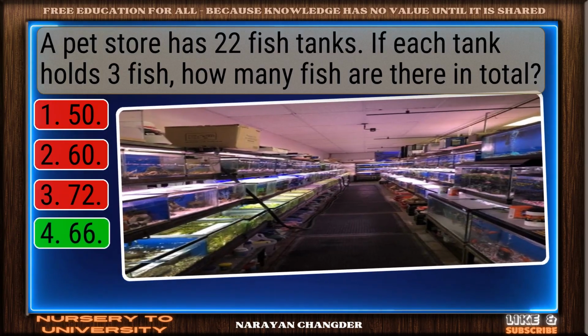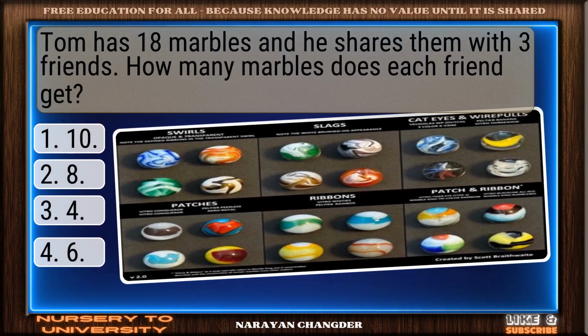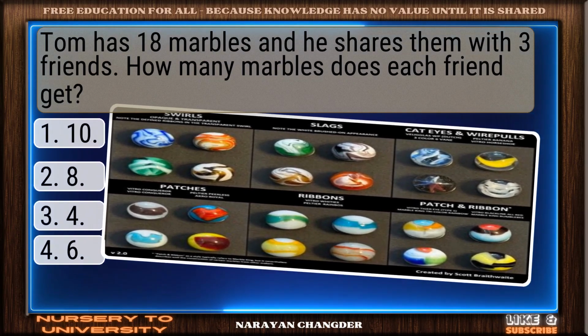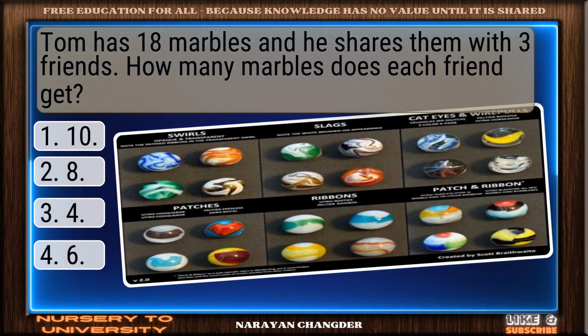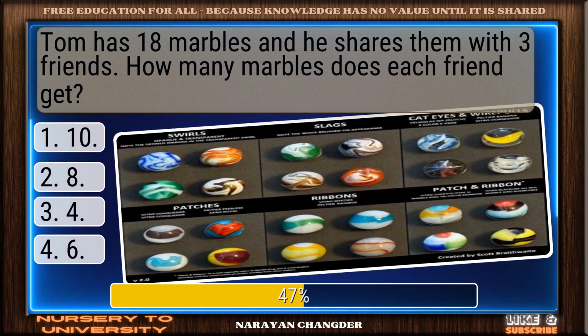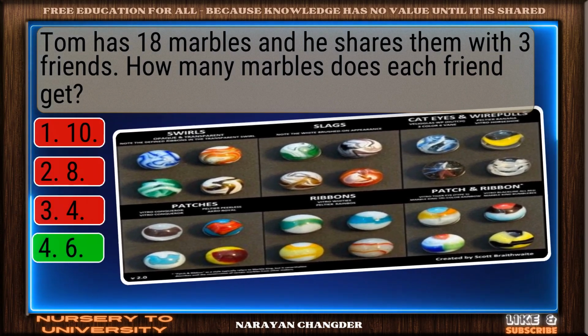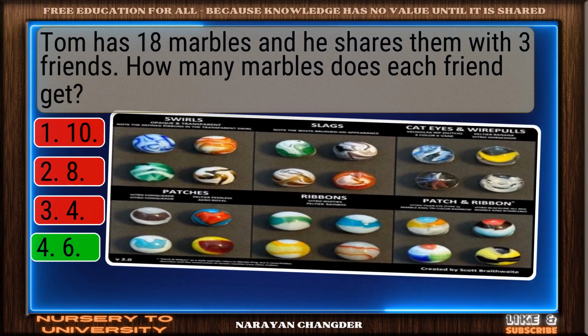66 is the answer. Tom has 18 marbles and he shares them with 3 friends. How many marbles does each friend get? Good job. Your answer 6 works well here.